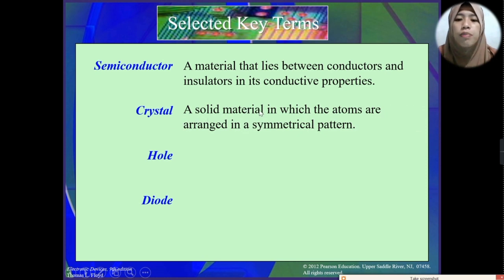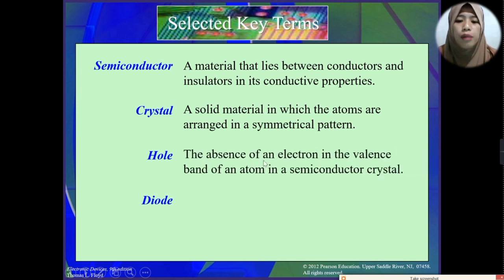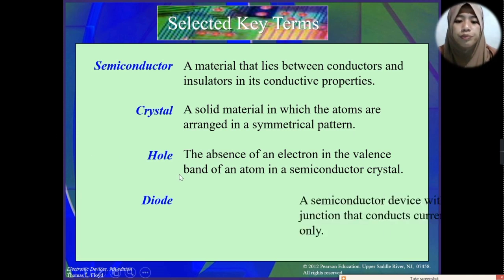Crystal, a solid material in which the atoms are arranged in a symmetrical pattern. Hole, the absence of an electron in the valence bond of an atom in a semiconductor crystal. This hole, this is the valence left when the valence electrons leave the valence bond to the conduction bond. So, there will be a leftover valence vacancy, rather, and we call this a hole.